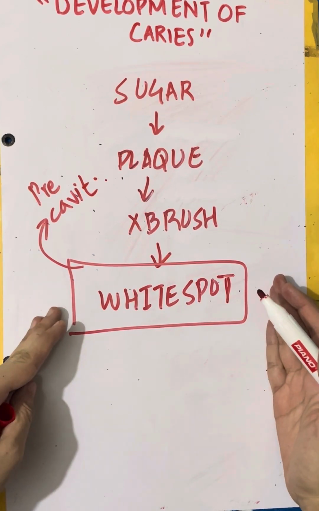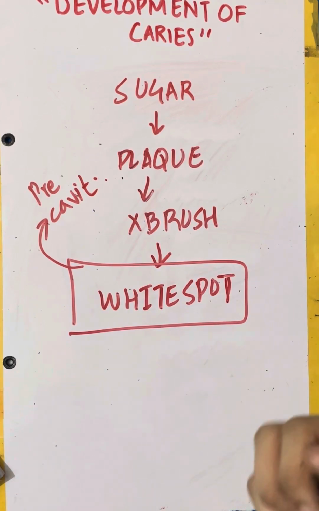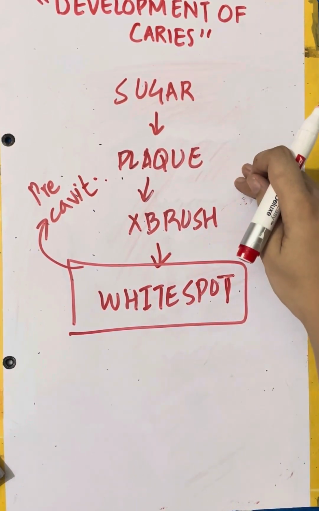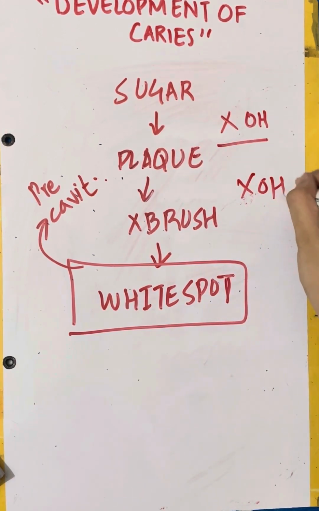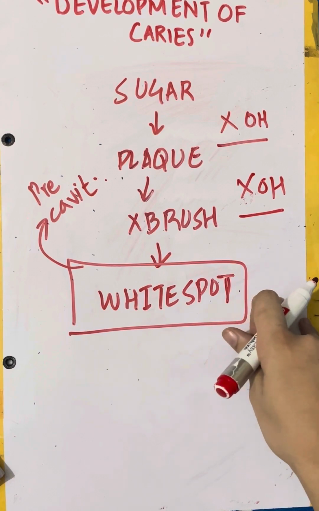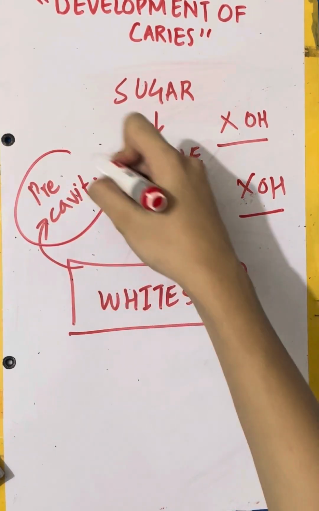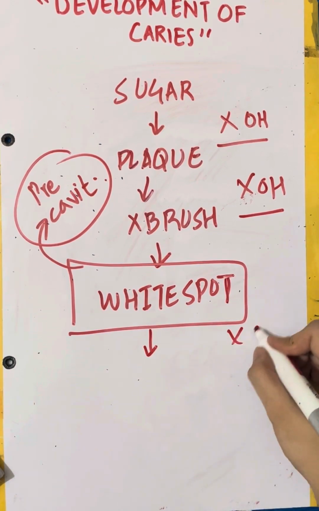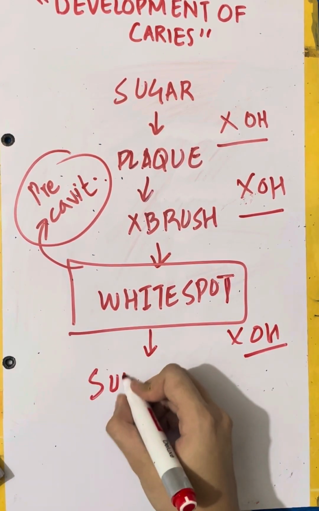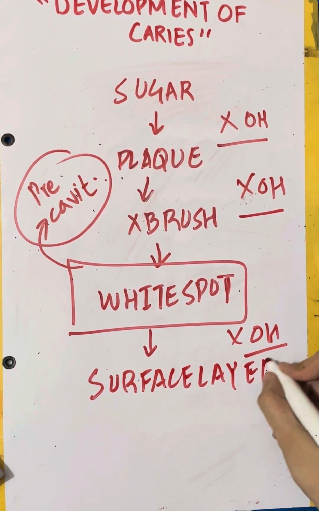Still, if you do not take care, it will convert into a breakdown of enamel. So you have eaten a sugar diet, you have not maintained your oral hygiene, plaque occurs. Still, you are not maintaining your oral hygiene. This will result in a white spot, which is the first stage of dental caries to become visible. That's why it is called pre-cavitation. So, still you are not maintaining your oral hygiene, the surface layer of enamel will break. The surface layer will start breaking.